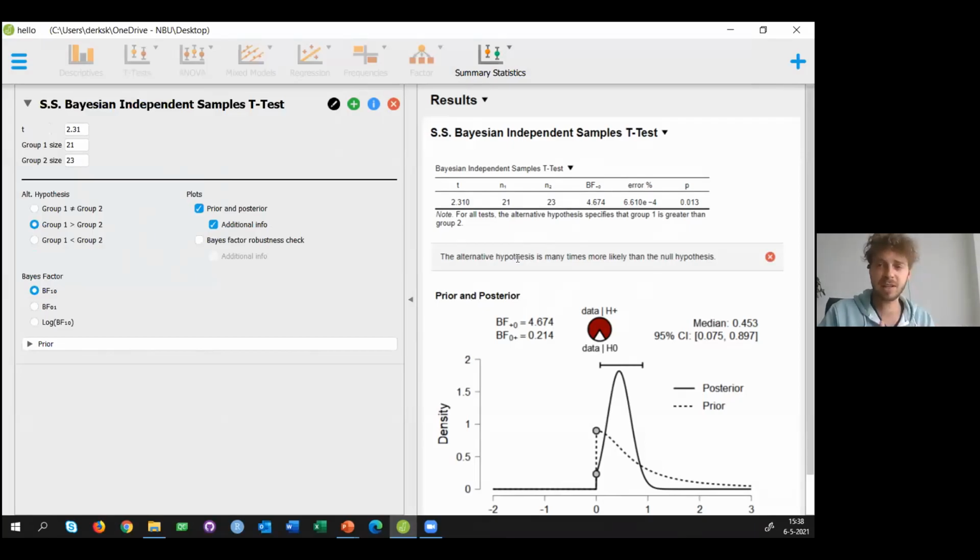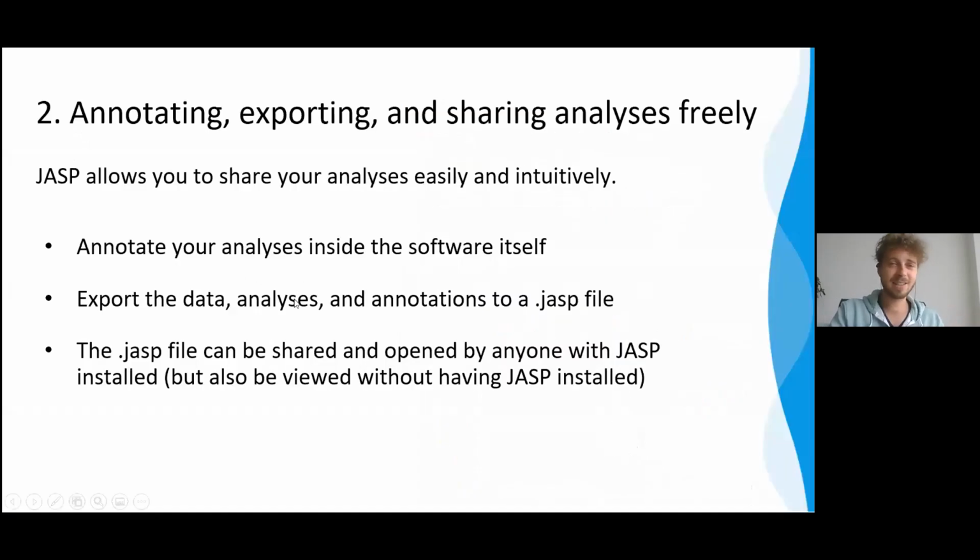So this allows you to very easily annotate your analyses, export the data, the analyses, and the annotations to a JASP file, and share that JASP file with, well, the world or anyone. That is a good benefit for open science in this case. This JASP file can mainly be opened by anyone that has JASP installed, right? But it can also be viewed without having JASP installed. And that's where the Open Science Framework later comes into play.